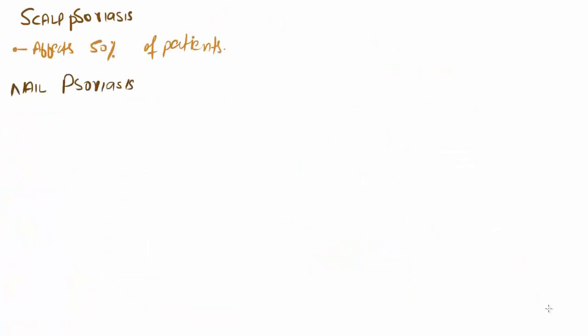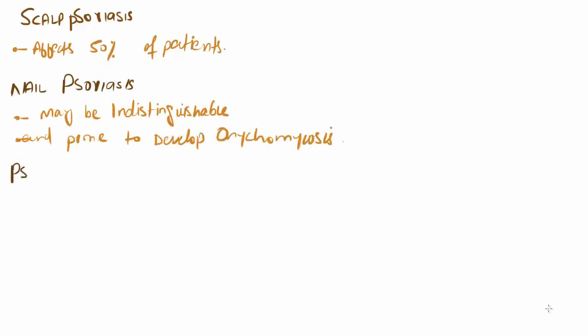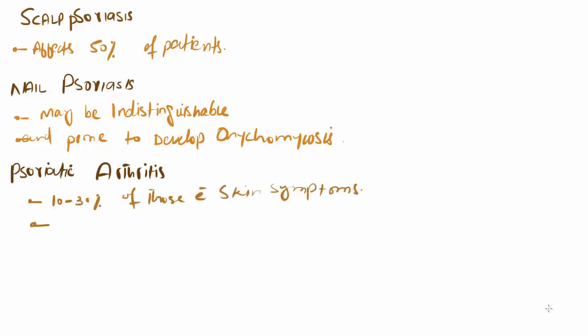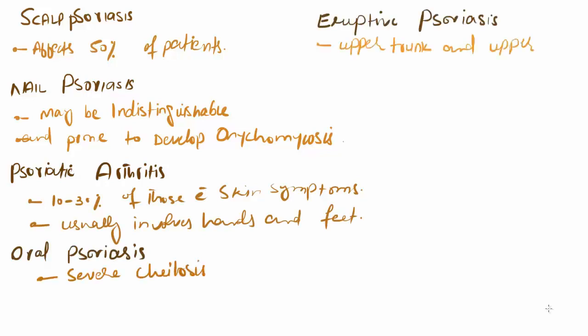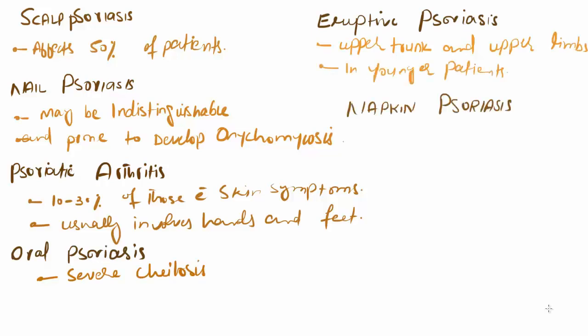Scalp psoriasis. It affects 50% of the patients. Then nail psoriasis, it may be indistinguishable from and prone to develop onychomycosis. Psoriatic arthritis affects approximately 10 to 30% of those with skin symptoms, usually involves hands and feet. Oral psoriasis may present as severe cheilosis. Then eruptive psoriasis, it involves upper trunk and upper extremities in younger patients. And at the last, napkin psoriasis in children's diaper region.